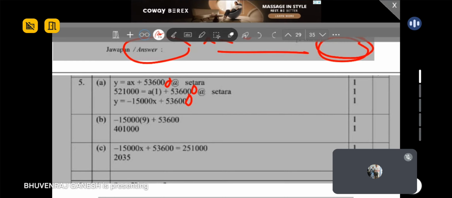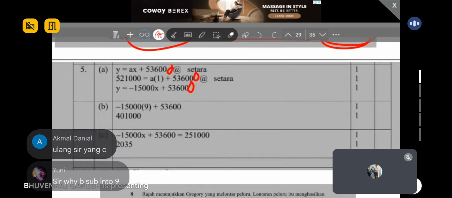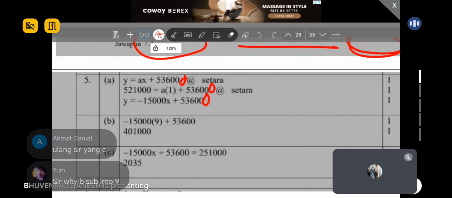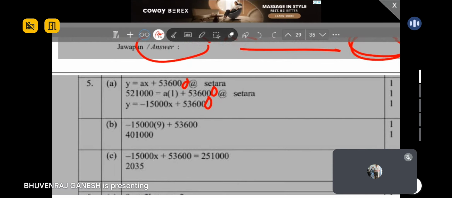Anyone? Come on. So silent you guys. Sangat senyap. Ulang yang C. Okay. Kalau tak faham, kena bagi tahu. If you don't understand, you just tell.